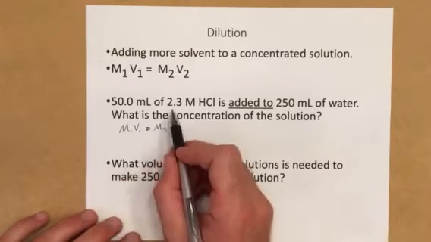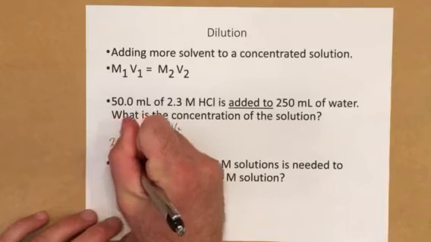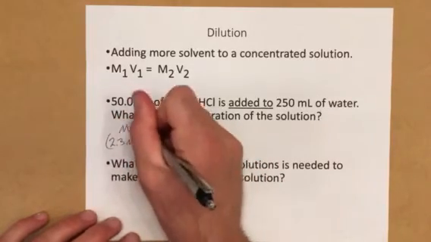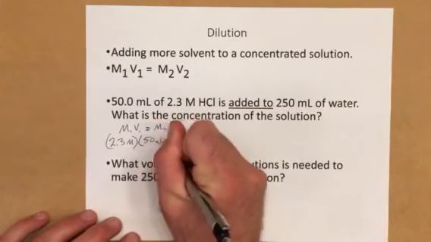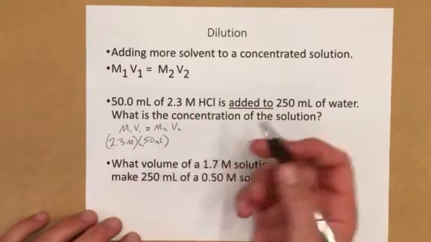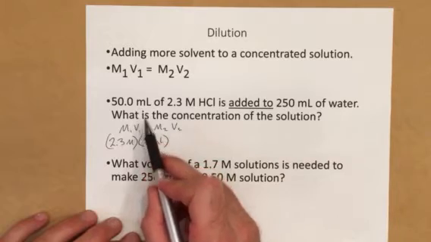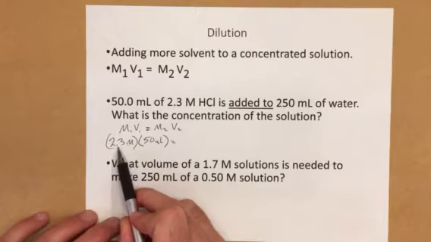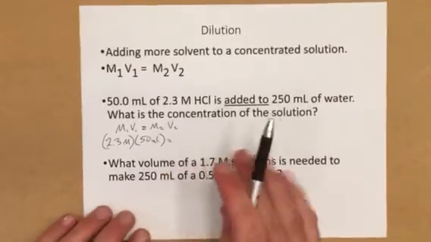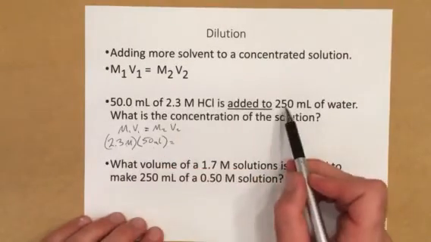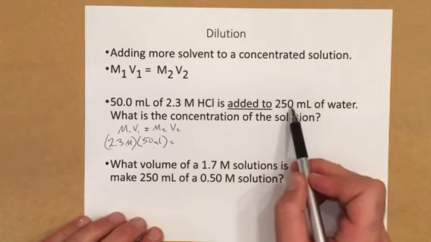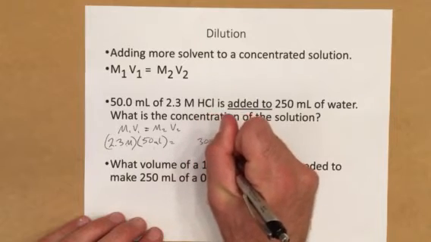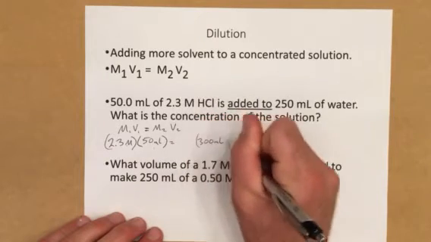So your starting molarity is 2.3. And your starting volume is 50 milliliters. When you're doing this equation, it doesn't matter if you have the volume in liters or milliliters, as long as it's the same on both sides. So we have the starting molarity, the starting volume. And then if we have 50 milliliters of solution and we add 250 milliliters of water to it, we combine those two, we have a new volume of 300 milliliters.